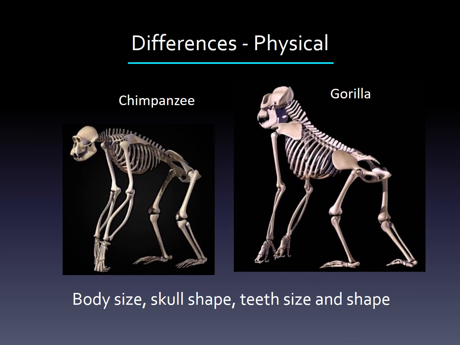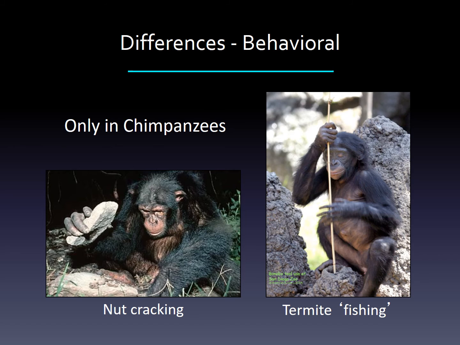But they do have some physical differences. So here's a chimpanzee versus a gorilla skeleton. Gorillas tend to be larger. Their teeth shape is different. And they have behavioral differences as well. So chimps have been observed to use tools to crack nuts open, to fish for termites.